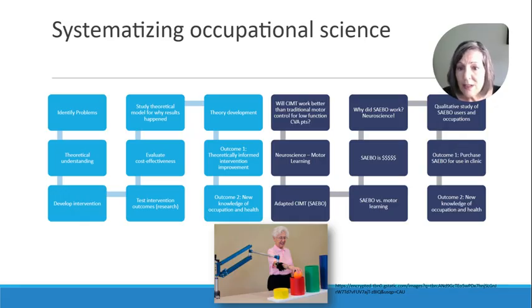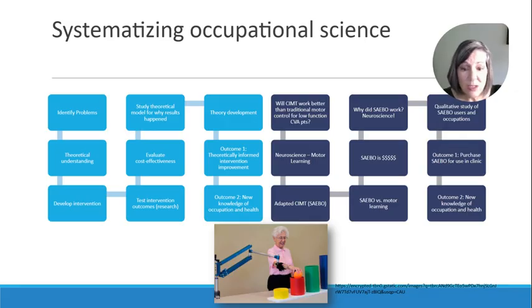So then we're going to study a theoretical model for why the results happen. So we have our theory of what will work, and now we're post-study, and we're going to look at a theory of why did this work or why didn't it work, and so then what our next step would be. We'll develop that theory, and then we're going to postulate a couple of outcomes and then hopefully see those come to fruition. Outcomes such as now we have a theoretically informed intervention that we have proven that works, and our intervention is now improved over what we used to do in the past.